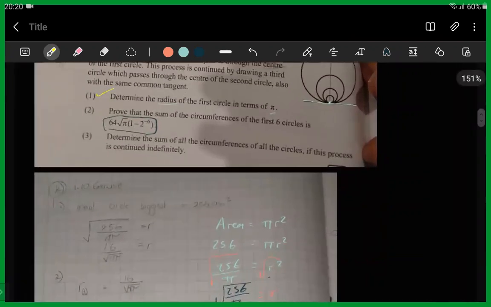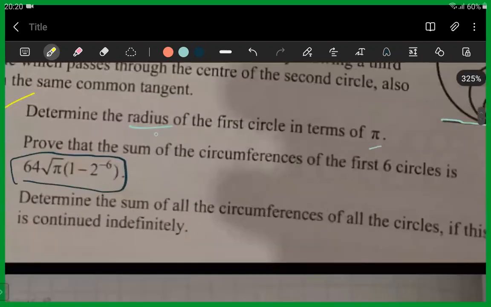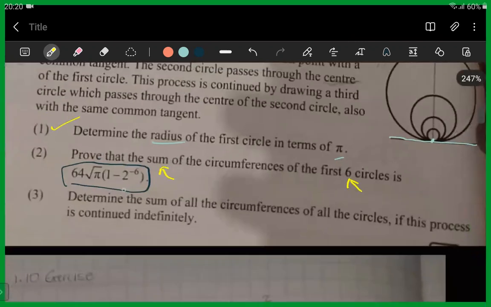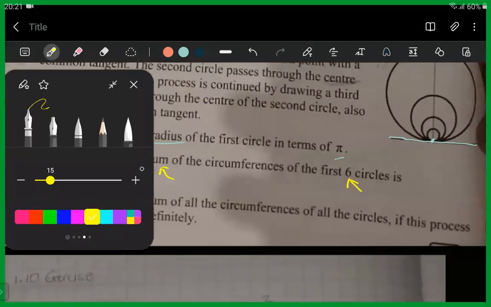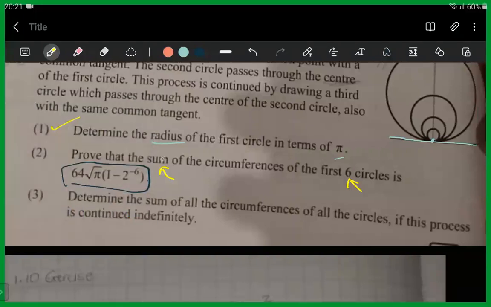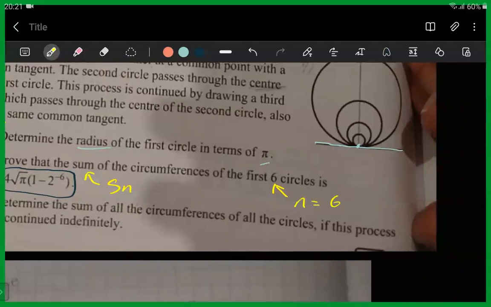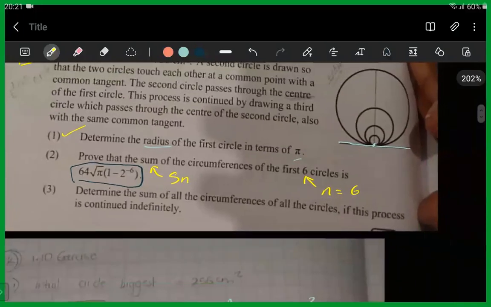But then the second one says prove that the sum of the circumferences of the first 6 circles is equal to that. So your job is to firstly keep in mind that you're just going to use an Sn formula, and then n is going to be 6. You already have that given. You don't even have to worry about what they're going to end up with. Since you already know you need an Sn formula, the next thing is to find out which Sn formula: is it for geometric or arithmetic? If you can just answer that question, you are practically done.